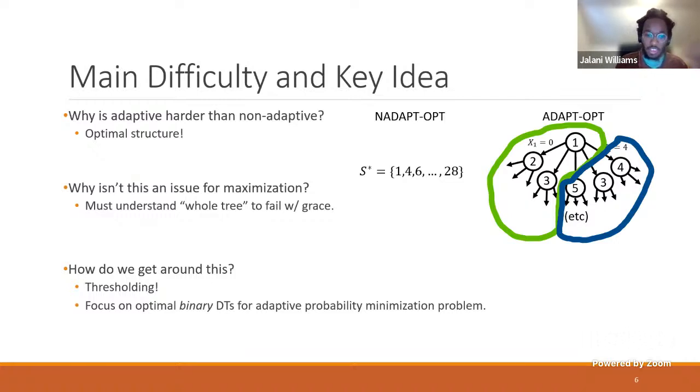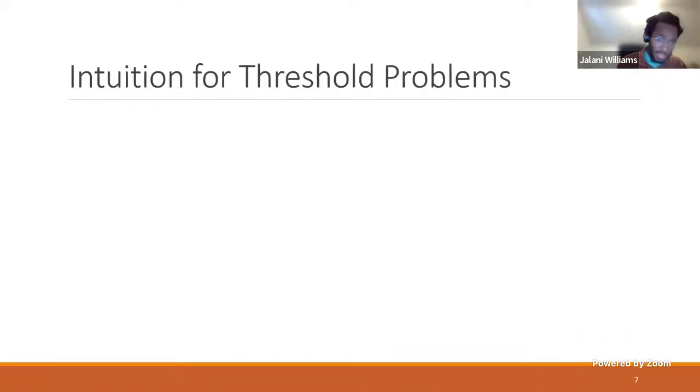We can focus totally on binary decision trees, but the catch is they're the optimal decision trees for an adaptive probability minimization problem, right? And I might be scaring you by saying that we're going to do adaptive probability minimization, but let's go through an example of why that's not actually that scary, right? So, intuition for what we call threshold problems.